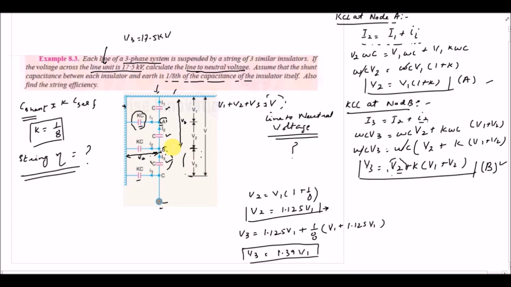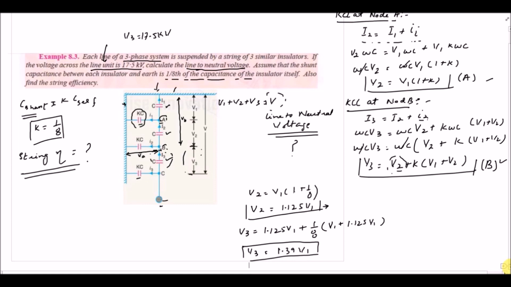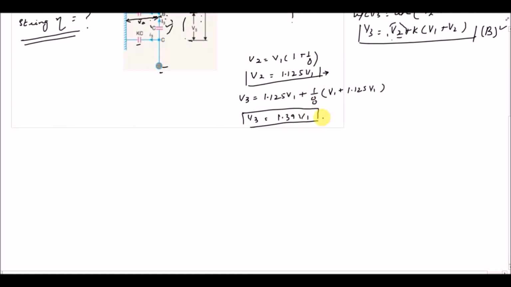Right? Now from the question we know that the voltage across the line unit is 17.5 kilovolt, right? So the voltage V3 is 17.5 kilovolt. If I use the value of V3 in the equation, V3 will be 17.5 kilovolt, and by putting this value in, V1 will be equal to 17.5 over 1.39, and it is equal to 12.59 kilovolt.